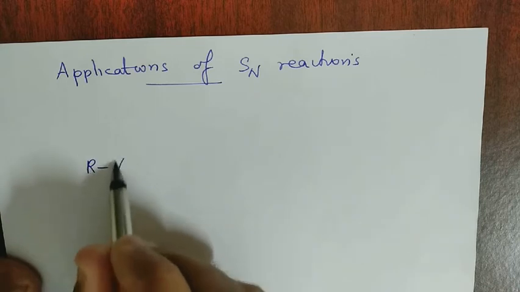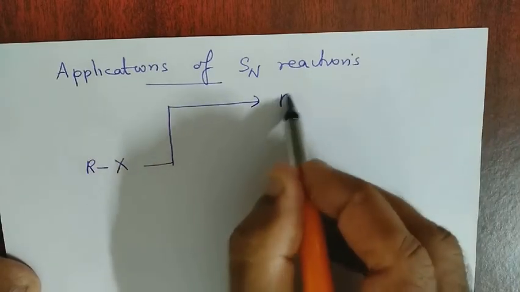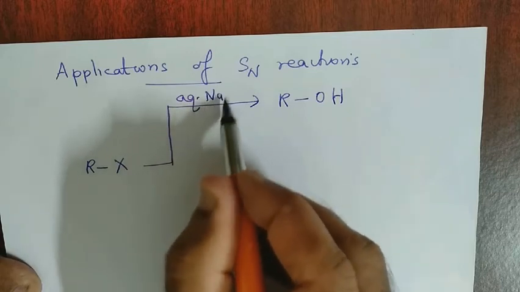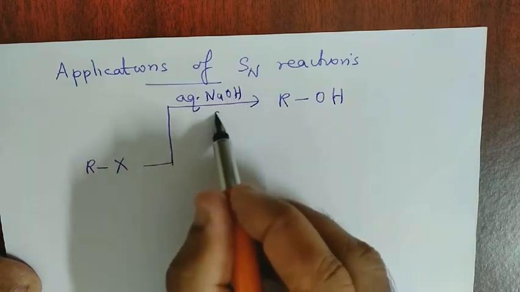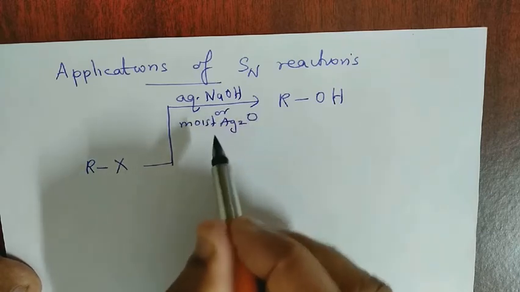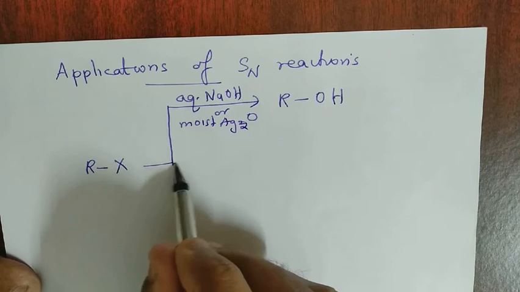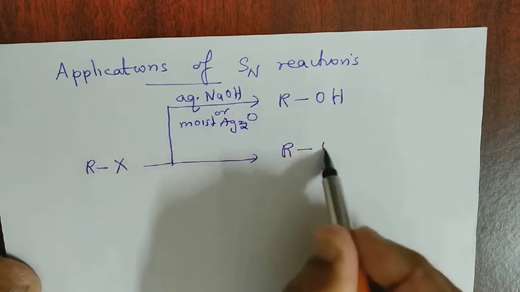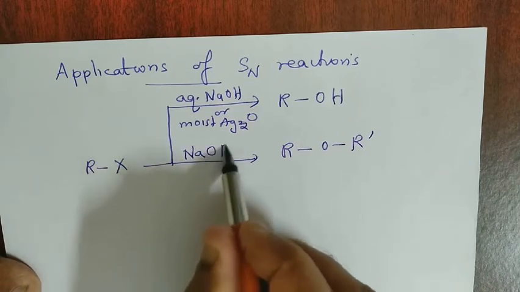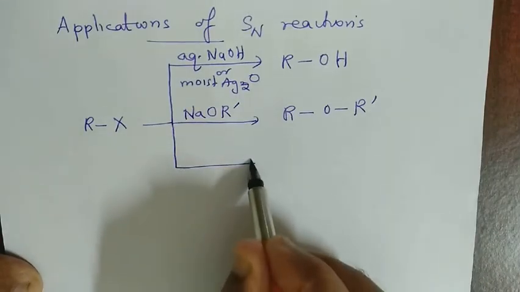For example, alkyl halide can be converted into alcohols by treating with aqueous solution of NaOH or KOH, or moist silver oxide can also be used. Moist silver oxide is equivalent to AgOH. Alkyl halides can be converted into ethers by treating with sodium or potassium alkoxide. This reaction is called Williamson's synthesis.